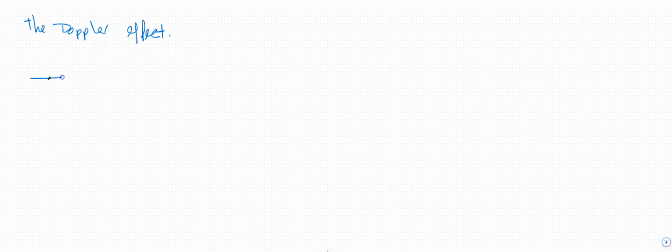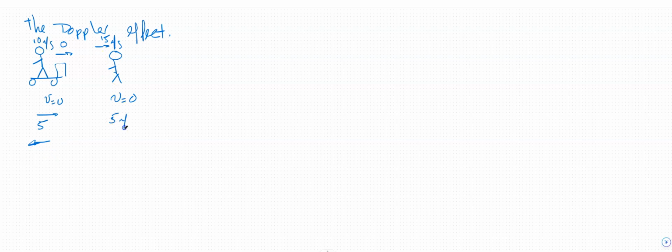Let's just remember something very quickly. If I'm in a car and there's somebody here and I throw a ball at 10 meters per second, and if I'm not moving and this person is not moving, the person will catch the ball at 10 meters per second. Now, if the car is moving at 5 meters per second towards the person, the perceived speed of the ball when it reaches will be 15 meters per second. If I'm moving away, the perceived speed will be 5 meters per second.